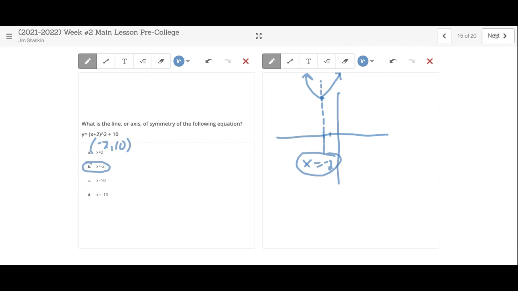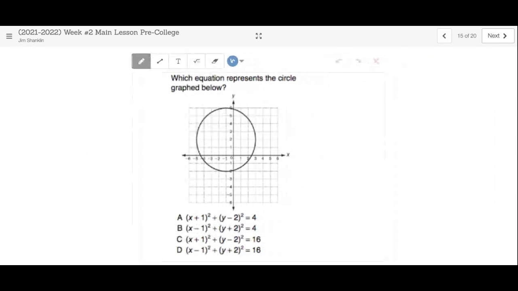And then the last question on the practice this week asks you to write an equation that represents a circle. Well, in order to write an equation of a circle, you need two pieces of information. You need the radius and you need the center. And when it's graphed out, it's really nice because those are two pieces of information you should be able to find pretty easily. This looks to me like the center, so that's -1, 2.